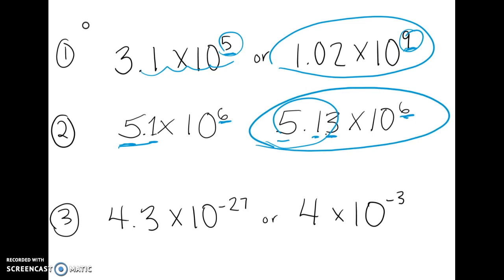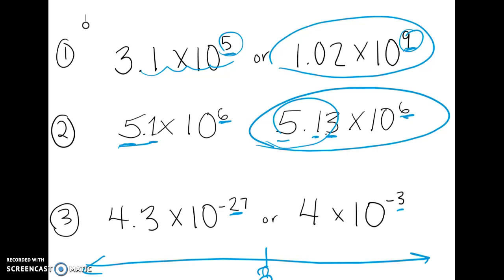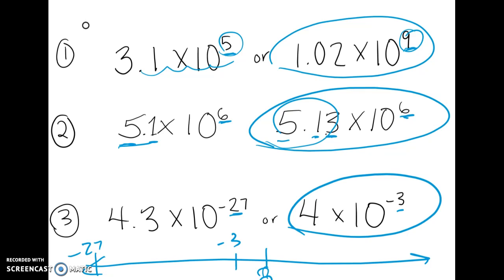Finally, we're going to look at examples with negative exponents. If I look at these two exponents, well, yeah, 27 is a really large number and it's bigger than 3, but I'm thinking about which number is closer to 0. So if 0 is here, negative 27 is all the way down here, whereas negative 3 is much closer to 0, so negative 3 is going to be my larger number.